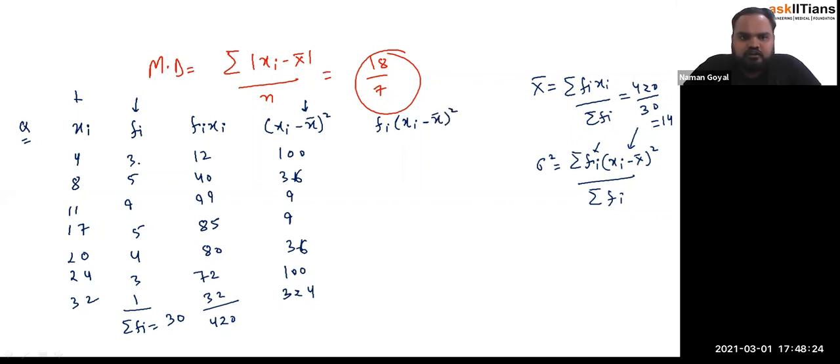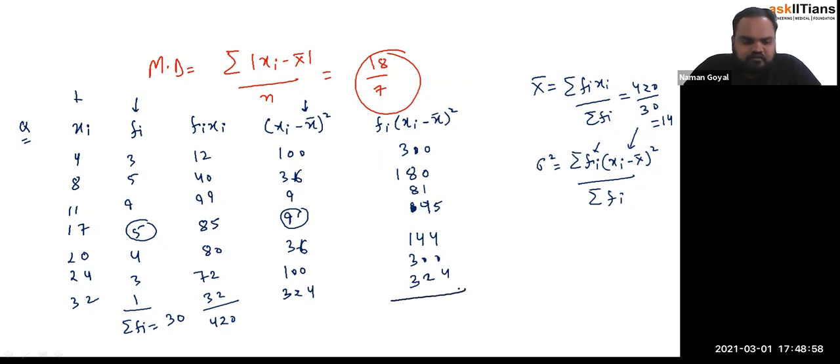So if I do this, 100 into 3 is 300, 5 into 36 is 180, 9 nines are 81, 9 fives are, this is not 9 fives, 9 fives are 45, sorry, 45 it is. Now 36 into 4, how much do we get? 36 into 4 is 144, right? Now we have to add them also. So if you add them, you will get 1374.